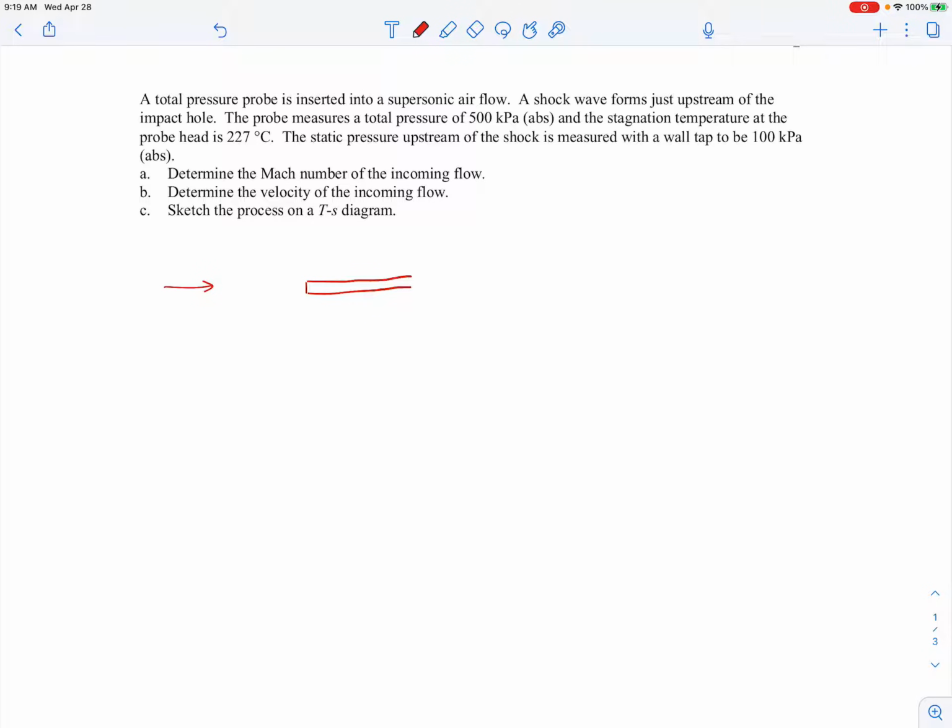A shock wave forms just upstream of the impact hole. So this is the hole where we measure the pressure, and there's a shock wave upstream of that. The probe measures a total pressure of 500 kilopascals absolute. So that's the pressure right here.